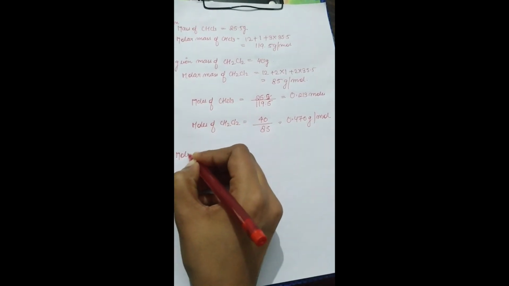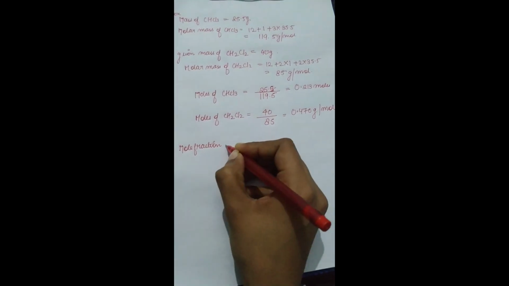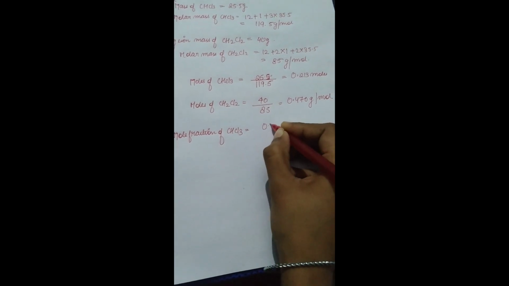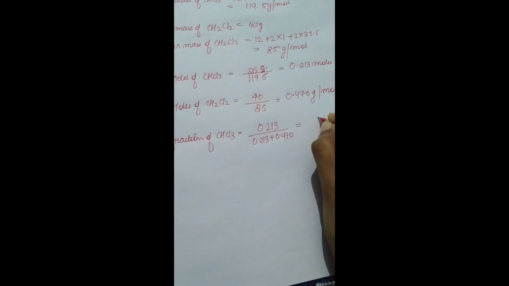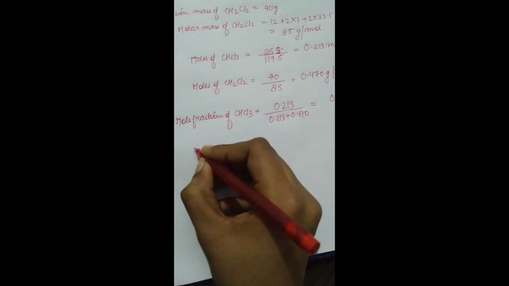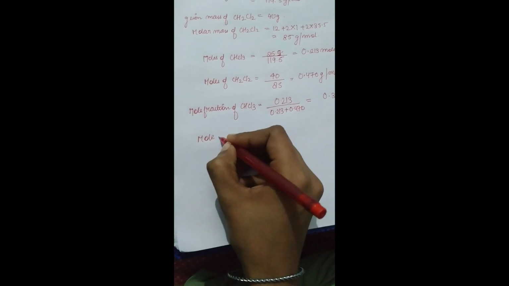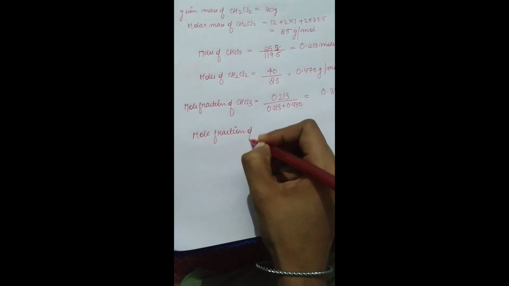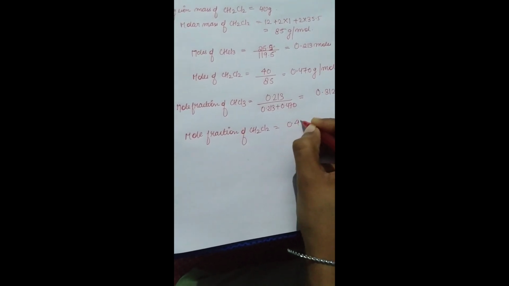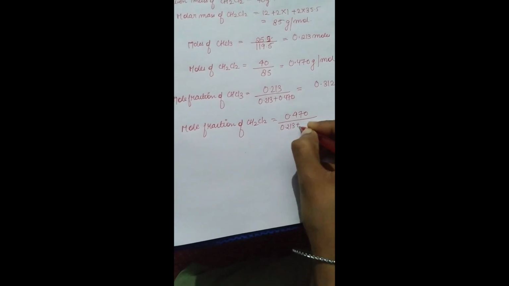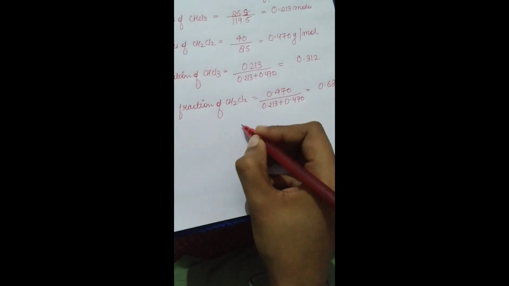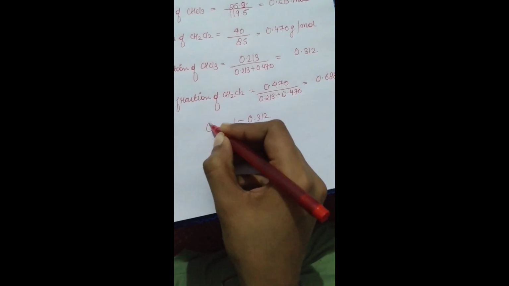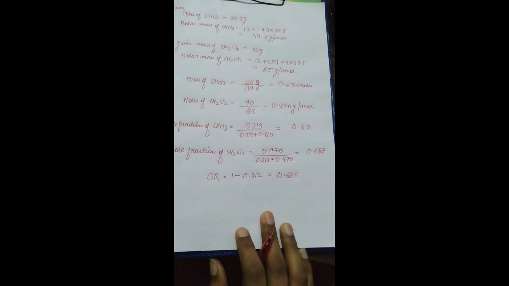Now for calculating mole fraction, the mole fraction of chloroform is the number of moles of chloroform divided by the total number of moles, which will be equal to 0.312. And now the mole fraction of dichloromethane is the moles of dichloromethane divided by the total number of moles, and it will be equal to 0.688, or you can also calculate it as 1 minus 0.312, which will be equal to 0.688. I hope this is understood till now.